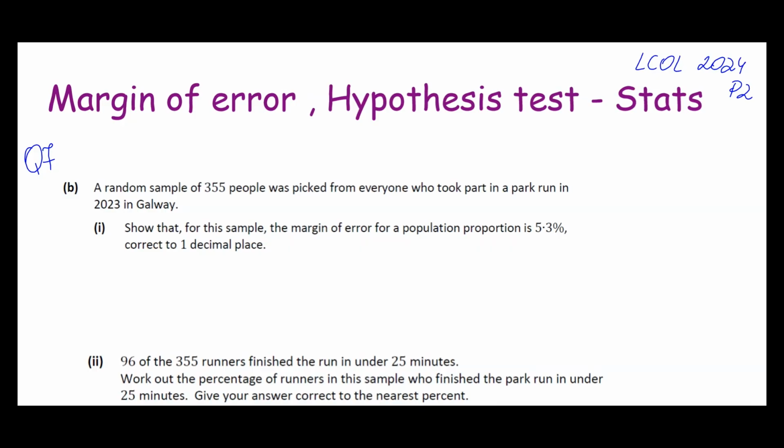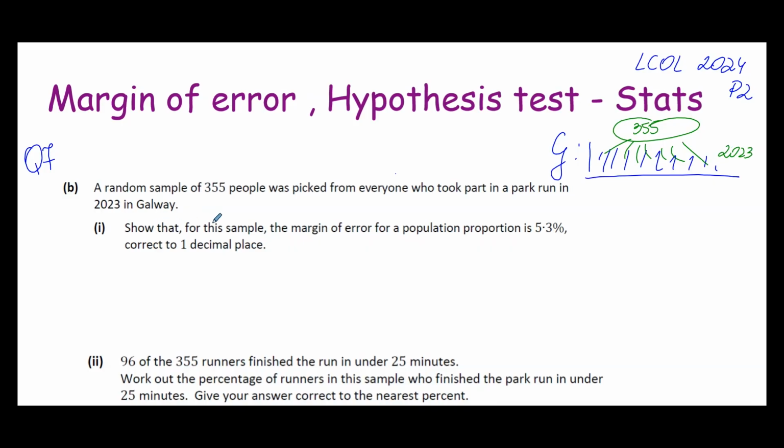Something that comes up almost every year in your exam is the hypothesis test, but that hypothesis test starts with the margin of error. Okay, let's see. A random sample of 355 people was picked from everyone who took part in a park run in 2023 in Galway. So there were loads of people, but they pick a sample. Out of all these people, they pick a sample of 355 people out of everybody that took part in the run.